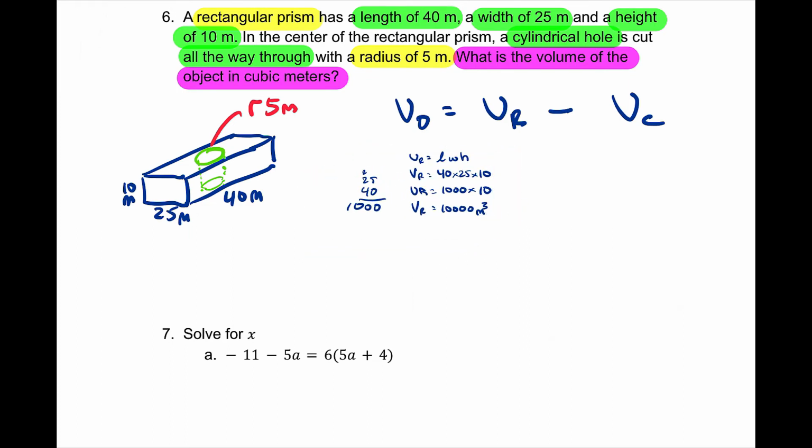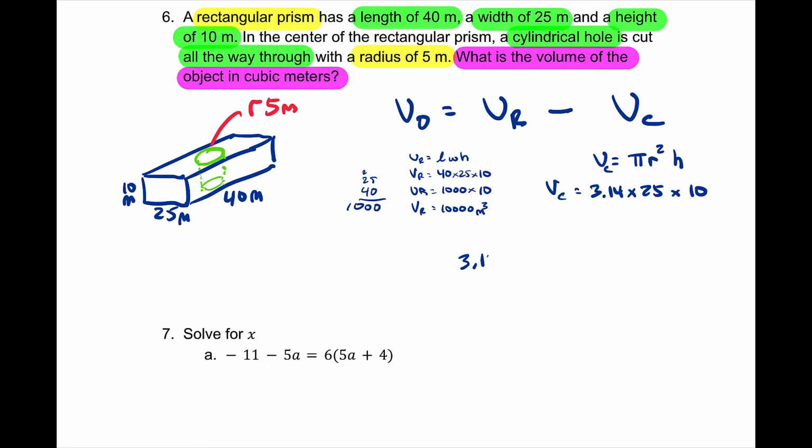Okay, and now what about the volume of the cylinder? Well, we know that the volume of the cylinder is equal to pi times the radius squared times the height. So the volume of the cylinder is going to equal 3.14 times, what's the radius? 5. 5 squared is 25 times the height, and what is the height? 10.